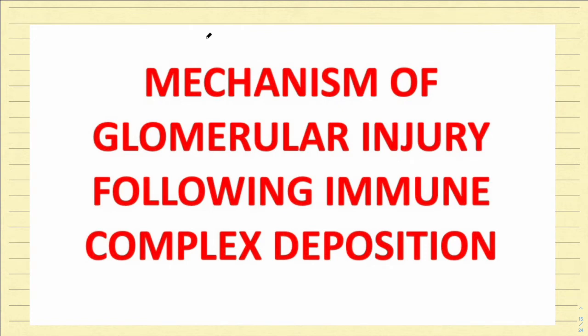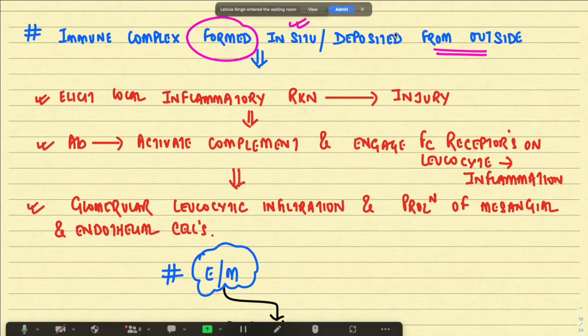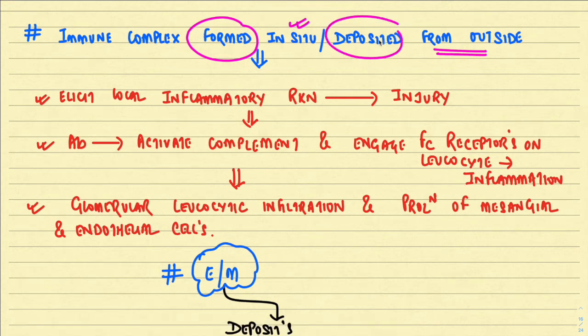Now we are going to understand the mechanism of glomerular injury following immune complex deposition. So we need to understand what happens once the immune complex gets deposited. Whether the immune complex is formed in situ, that is, at the level of the glomerulus, either by the fixed antigens already present in the kidney or by any kind of planted antigens, or if there is any circulating immune complex from outside which has deposited in the kidney.